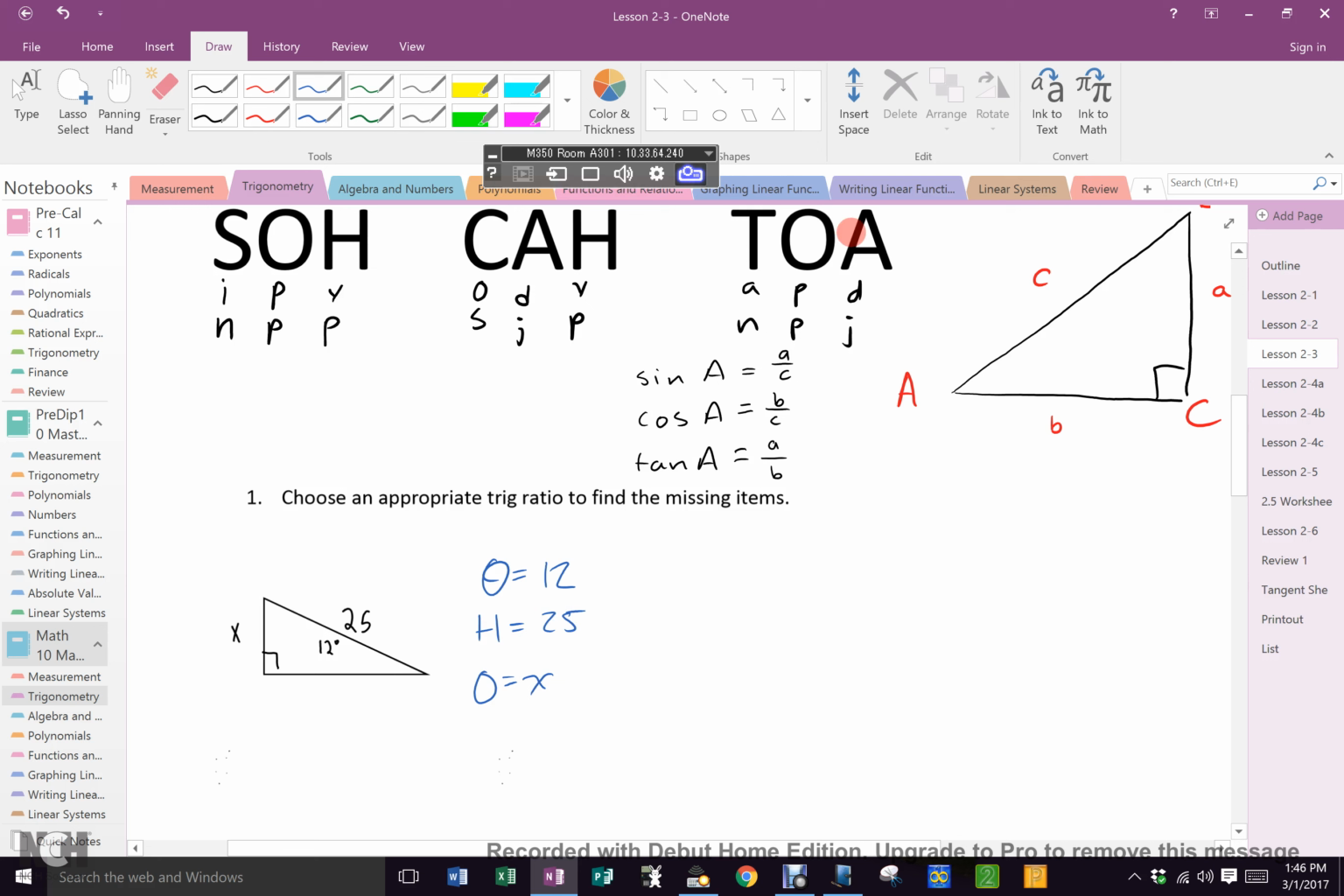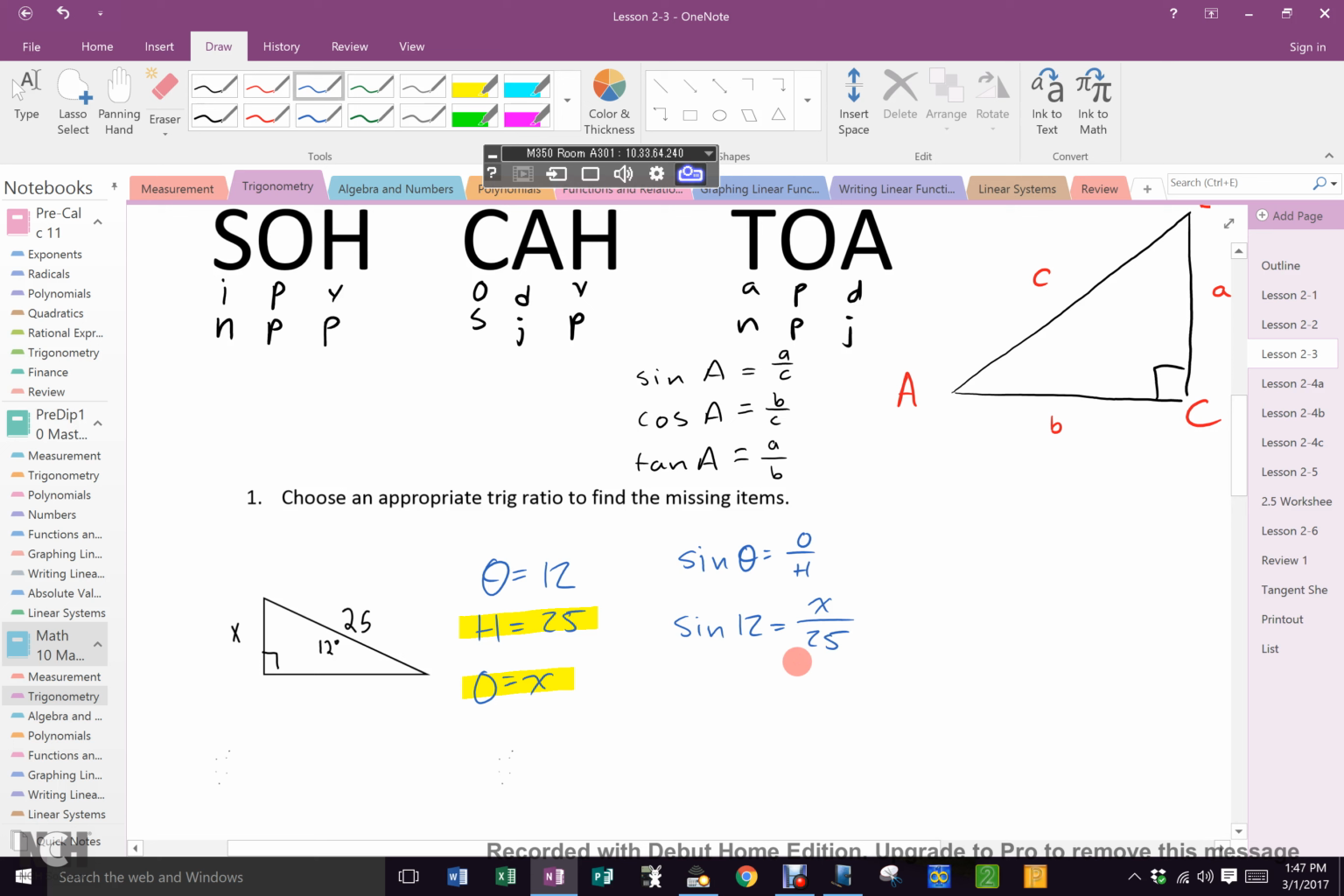Now, instead of only using tan, I have to decide if I'm going to use sine, cos, or tan. What am I going to use? Why am I going to use sine, Emma? Because I have a hypotenuse and an opposite. And I do exactly the same thing, except what button do I push? Sin, not tan. So I get sine theta equals O over H. And then I just fill in my numbers. Sine, what was theta? Sine 12 equals x over 25.